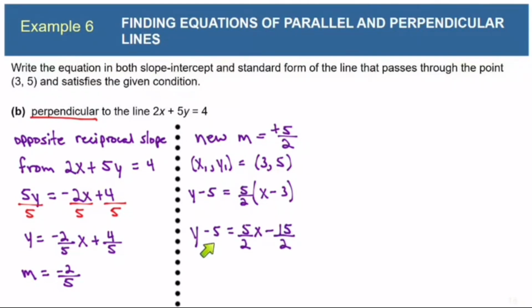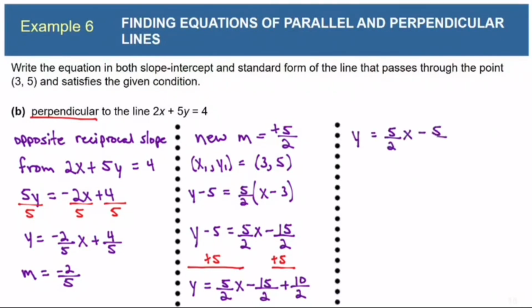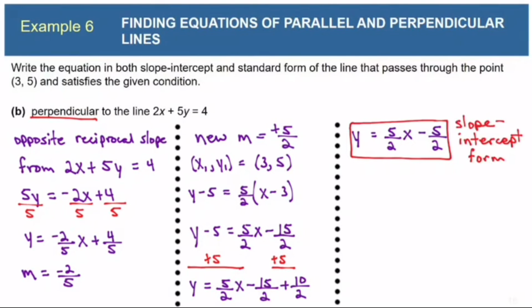Okay, now if we just add 5 to both sides, we'll have to get a common denominator here. 5 is 10/2. Just multiply top and bottom by 2. And so we'll have 5/2 x minus 15/2 plus 10/2. Negative 15 plus 10 is negative 5. So we have 5/2 x minus 5/2. Now that is our slope-intercept form.